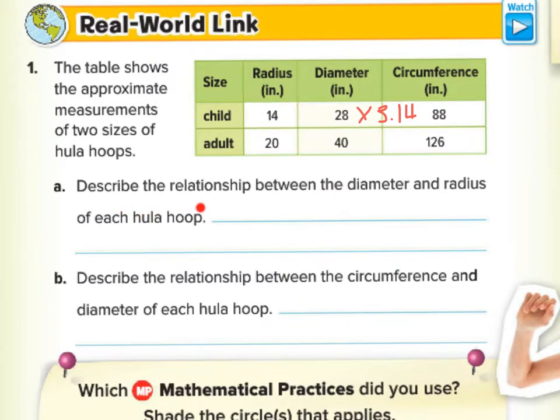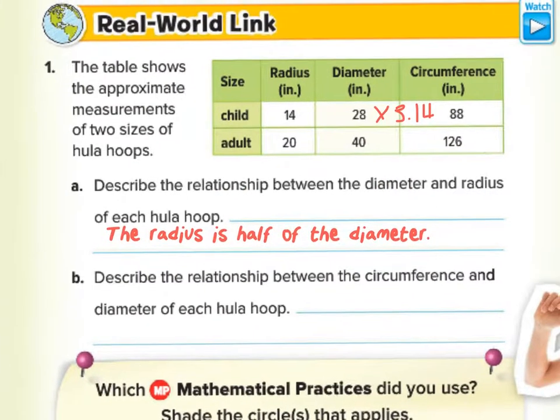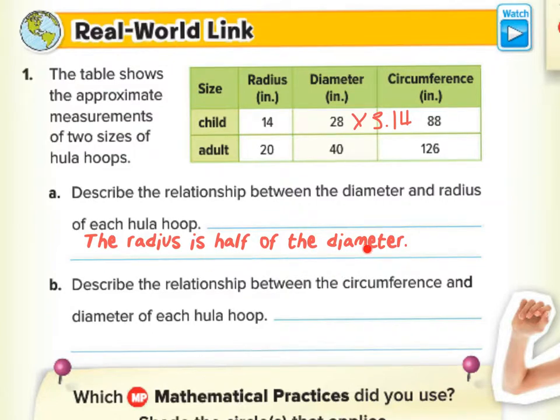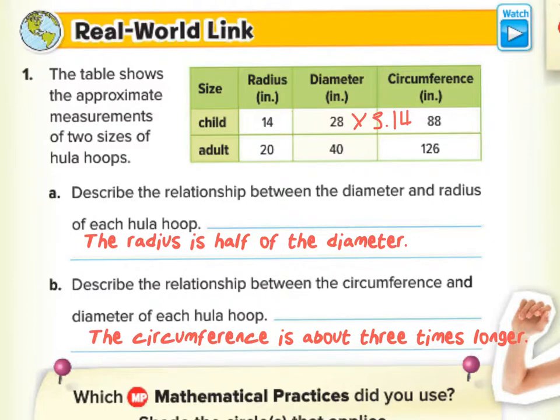A. Describe the relationship between the diameter and the radius of each hula hoop. Make sure to have this written down. So what is the relationship between the diameter and the radius? The radius is half of the diameter, or you can say the diameter is double the radius. Describe the relationship between the circumference and the diameter of each hula hoop. The circumference is about 3 times longer, slightly over 3 times, because we have the decimal 0.14. Make sure you have these statements written down.